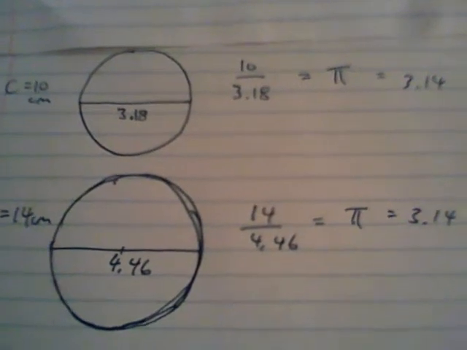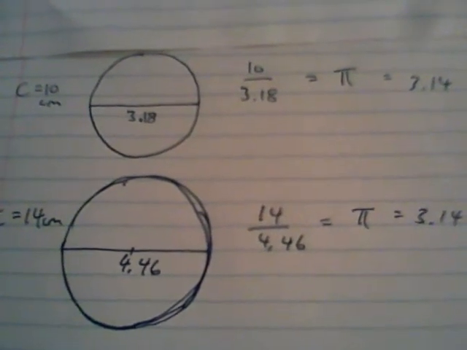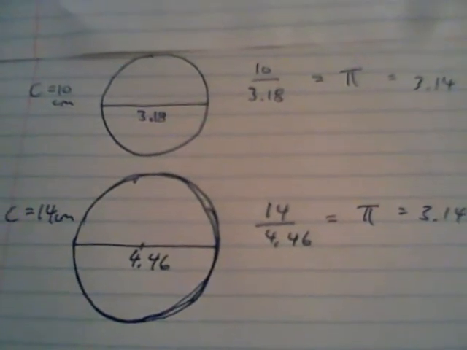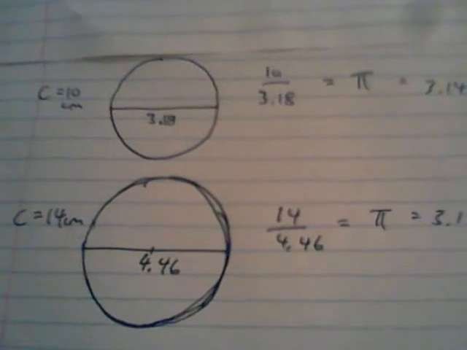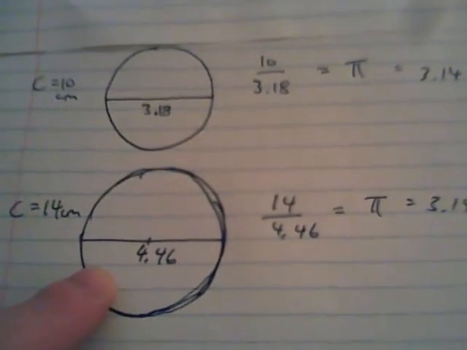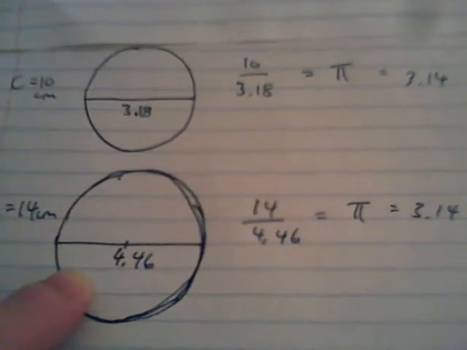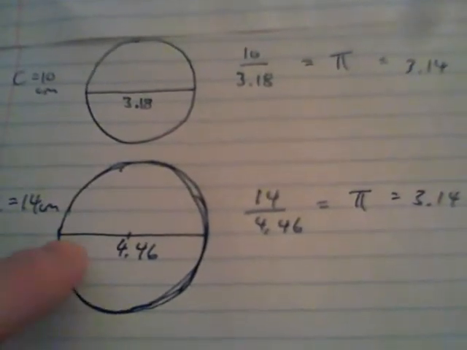So this is just a short video about pi. Get a piece of string and make the piece of string into a perfect circle. So for instance here, let's say you get a 14 centimeter piece of string. You make it into a perfect circle and measure it across.